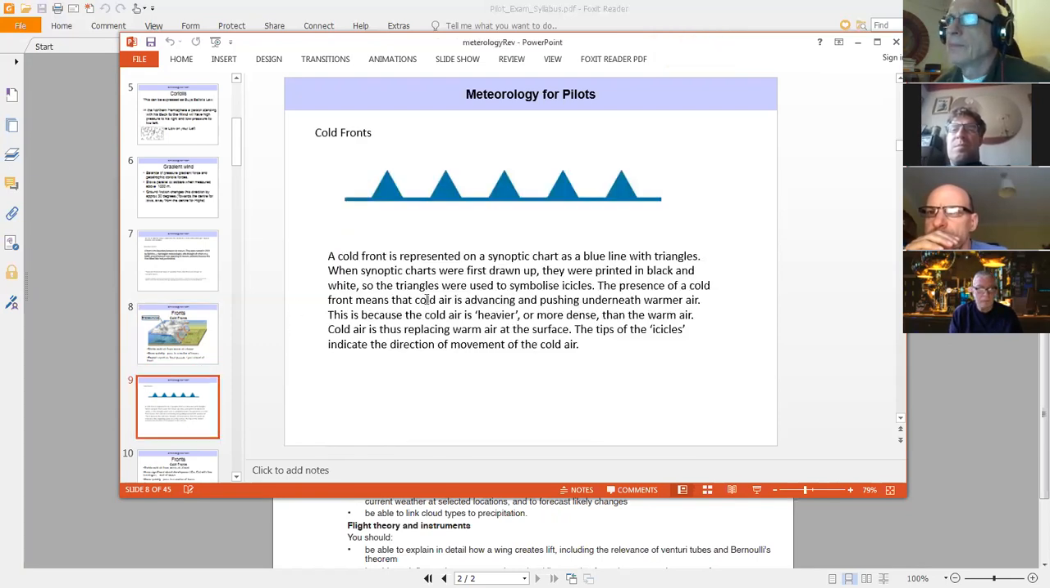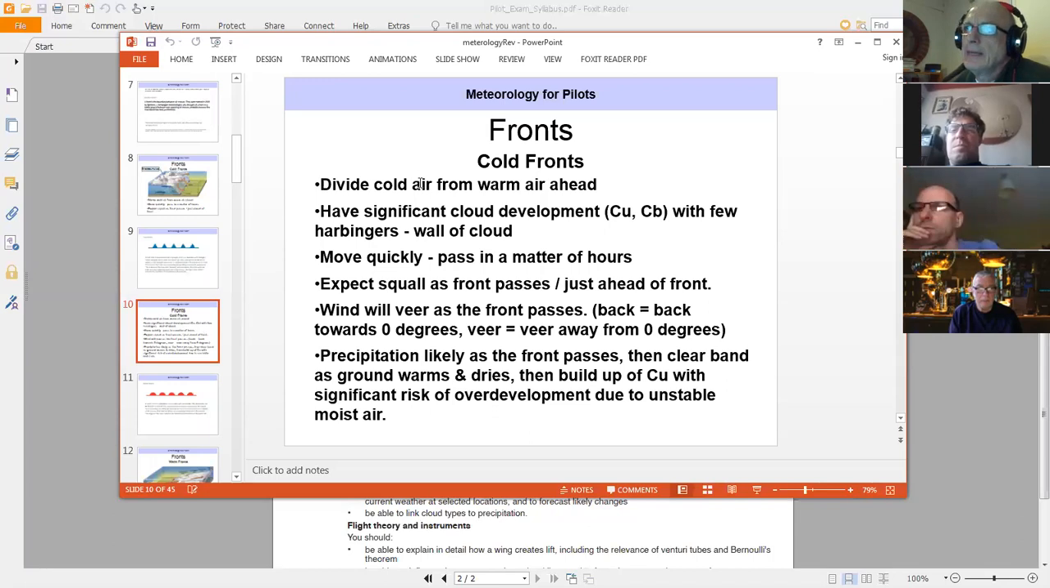So let's have a quick look. On a synoptic chart, the cold front is this blue line with the spikes on it. The presence of a cold front means cold air is advancing, pushing underneath warmer air. Fundamentally, the mass of cold air is heavier or more dense, so the warmer air goes over the top of it.